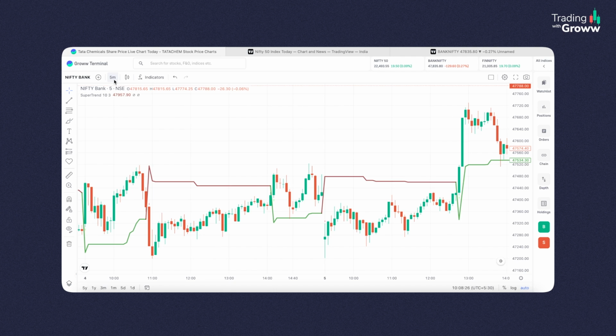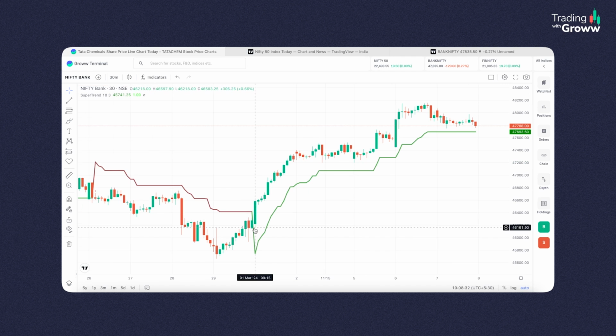For example, if I apply a 30 minutes time frame, by March 1st it gave a buy signal, and to date that buy signal is still valid. Around 46,000 levels it would have given a buy signal, and currently Bank Nifty is around 48,000 levels. So you would have easily been able to capture the trend. You would be able to capture that 2000 points trend in just one single trade by moving to a 30 minutes time frame and applying a Supertrend indicator.